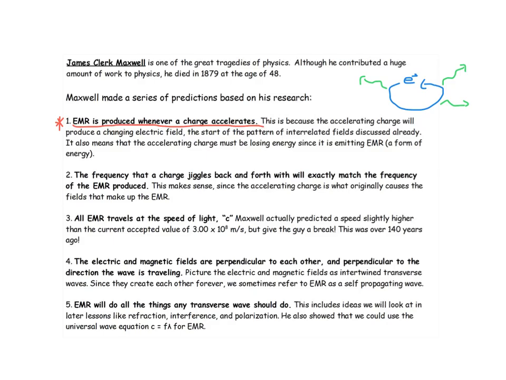Another important idea is the speed at which EMR travels. It travels at 3.0 times 10 to the 8 meters per second. The electric and magnetic fields are perpendicular to each other and perpendicular to the direction that the wave is actually traveling. That's something we just talked about. There are some other ideas there too, like the frequency that a charge jiggles back and forth will match the frequency of the EMR produced. We'll talk about that in just a second. And then in coming weeks, we're going to talk about some of these wave properties of light, and we'll look more at number 5 at that time.